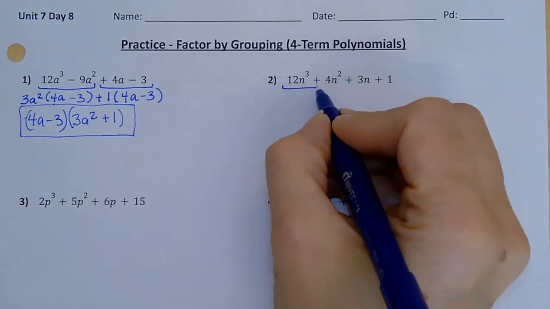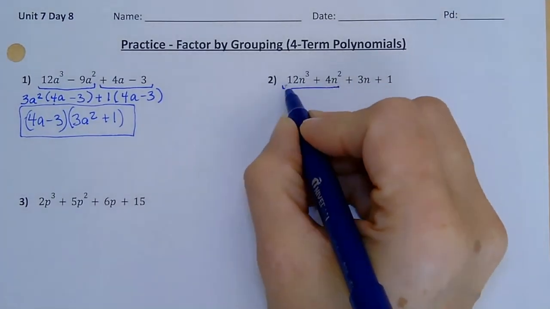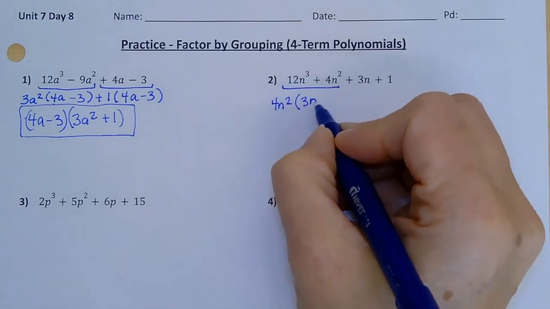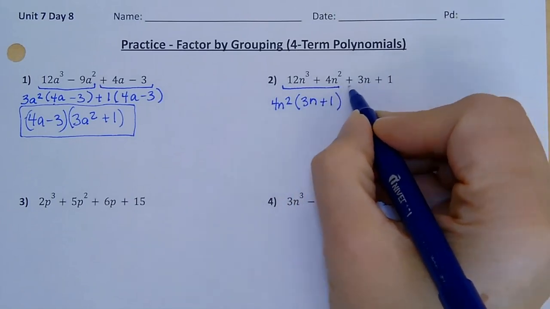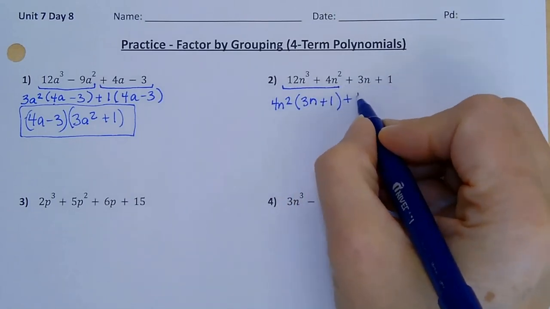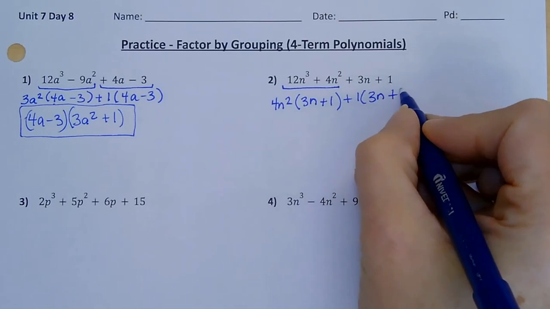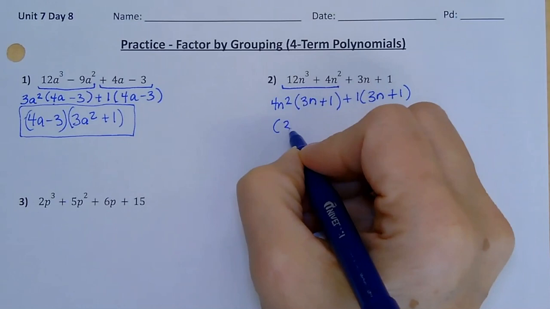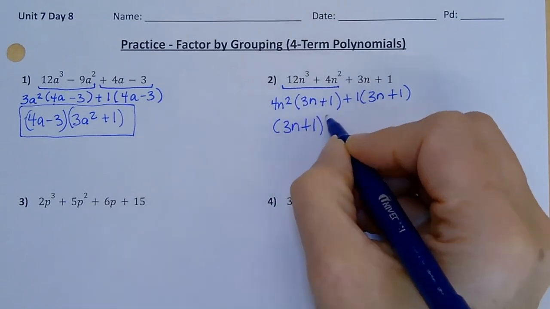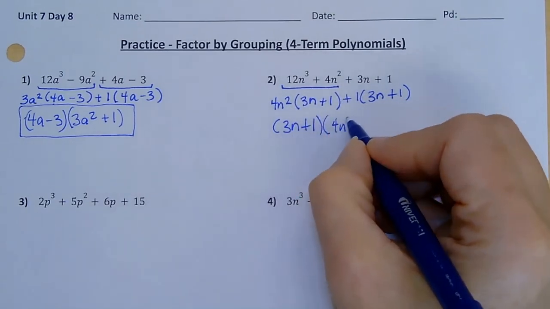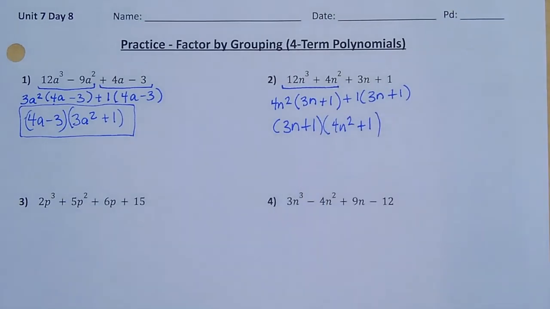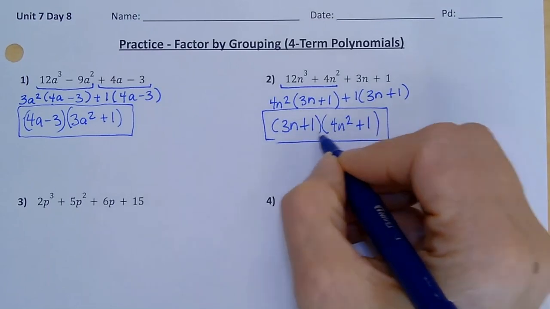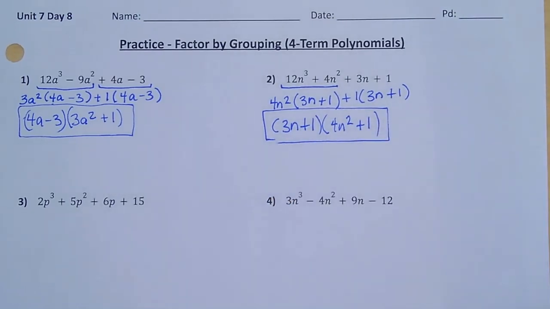So I'm going to look at my first two terms and see what I can pull out. It looks like 4n squared times 3n plus 1. And over here, 3n plus 1 again. I'm going to say that's plus 1 times 3n plus 1. Because now I can pull 3n plus 1 out. I have 3n plus 1 times 4n squared plus 1. That would be my answer there. And I always want to look again to see, is there any way to break those guys up? Do I happen to have a difference of squares or something?